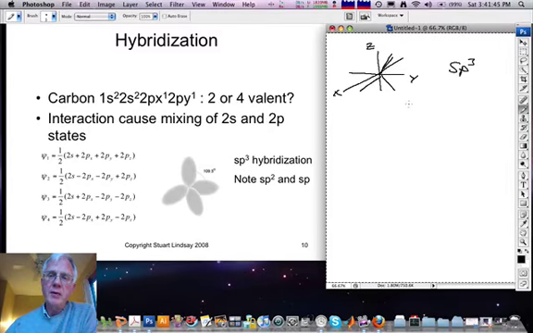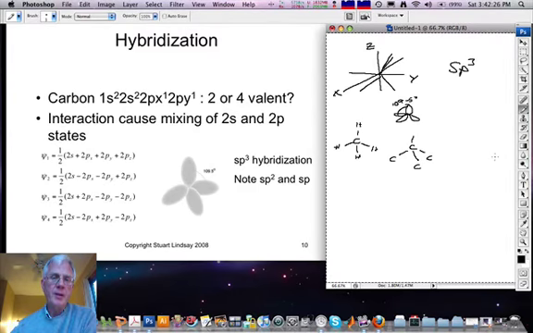These point to the vertices of a tetrahedron, and so the angle between the bonding orbitals is then 109.5 degrees. Examples of sp3 hybridization are, for example, methane, CH4, where the carbon sits at the center of the tetrahedron and the hydrogens occupy the vertices. Another famous example is the diamond structure, in which every carbon is coordinated tetrahedrally to its neighbor in an infinite lattice.